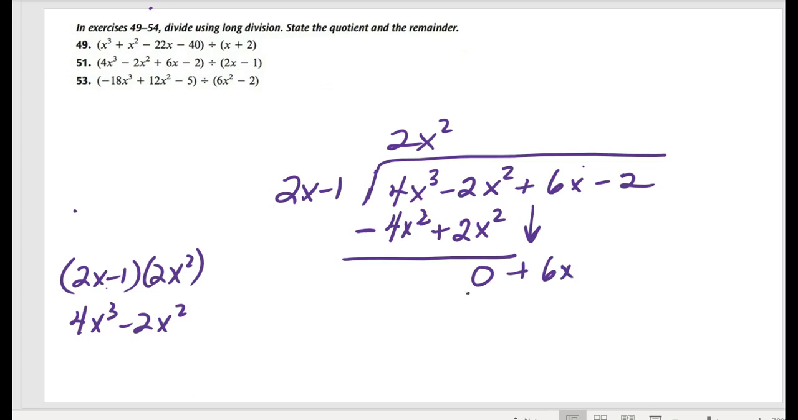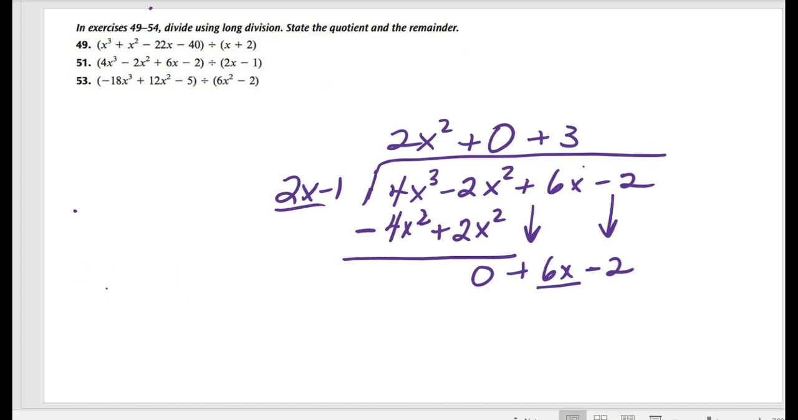Now, my leading term here is 0, okay? So I'm going to go ahead and put a 0 here to remind myself of that. And then I'm going to bring down my next term, and I'm going to do the dance routine again. So now my leading term, we've already done this one here, is 6x. So 2x times 3 will give me 6x. Let's see, when I multiply 3 times 2x minus 1, I'll get 6x minus 3.